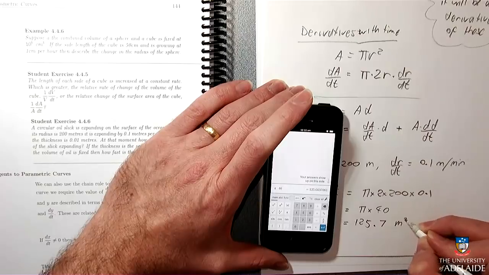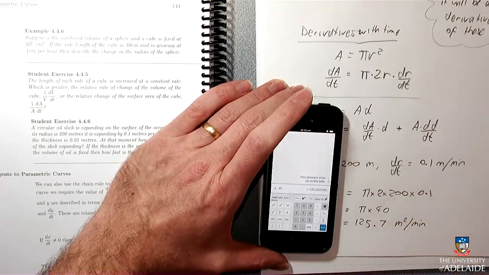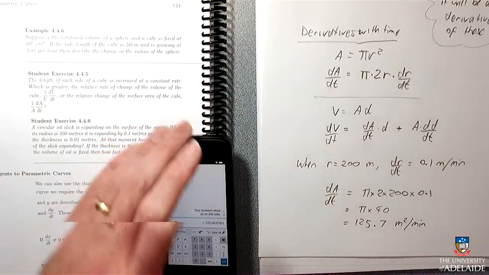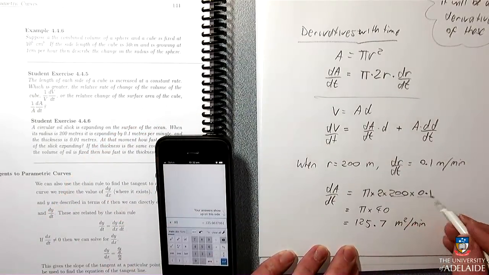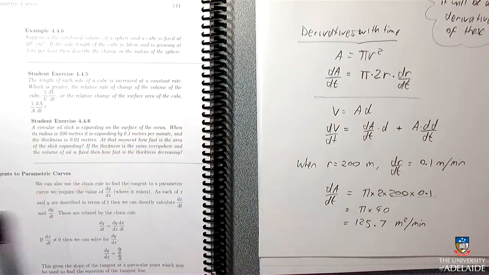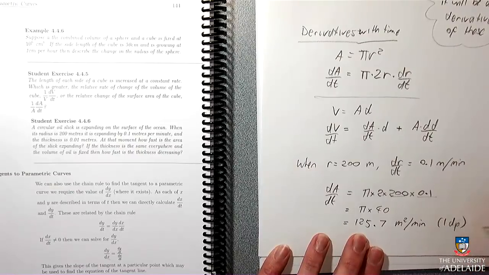This would be in meters squared per minute, I guess, because it's a rate of change of area. And this one was in meters and this one was in meters per minute, so we'll get meters times meters divided by minutes. Okay, to one decimal place.